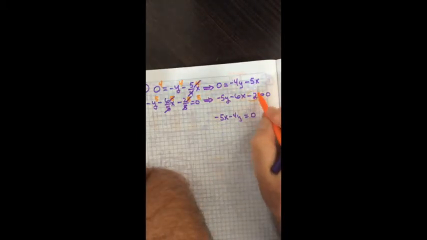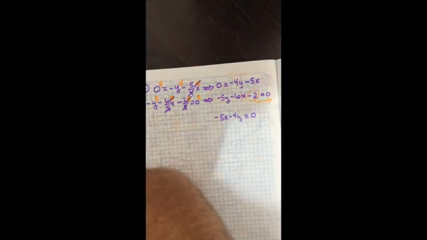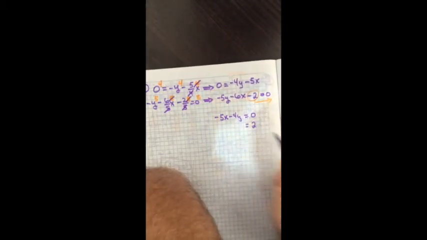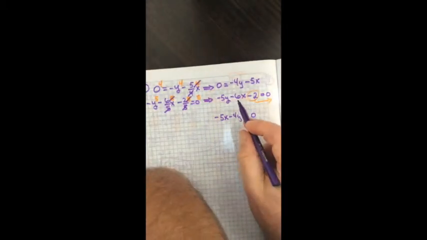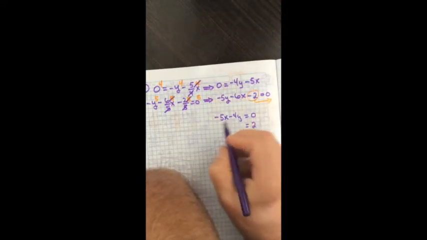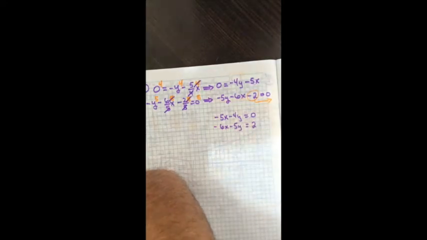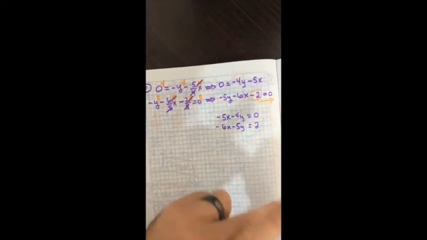Probably I would pick up this 2 and put it over there. If I pick up this 2 and put it over there, it's a positive 2. And then the minus 6x and the minus 5y are here. So there we go, minus 6x minus 5y. Now we have it nice and clean, no fractions, all in the right order.